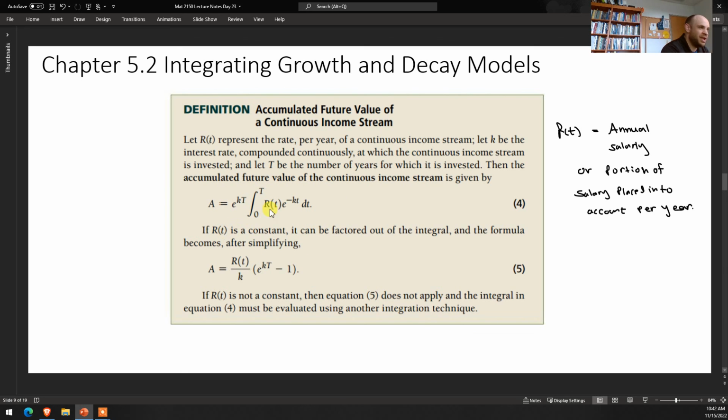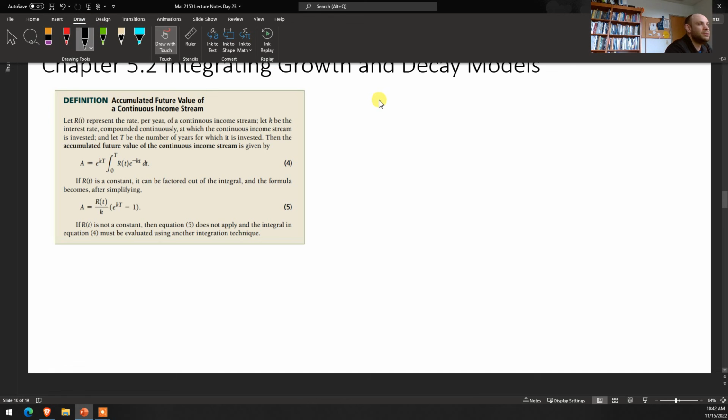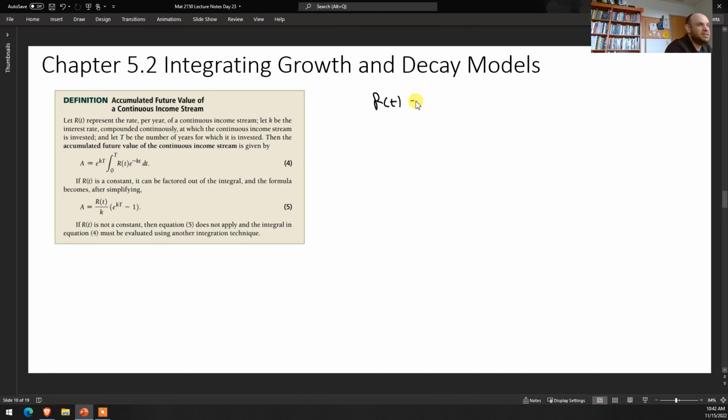Of course, if we have a constant function, say if we add only the same amount of money every year, the same amount, then R of T is a constant function, and that simplifies to this equation here. And so let's show that step. Let's show if that R of T is a constant function, then we do indeed get this formula. So let's say here that R of T is equal to, let's say, C. This is the amount that we add to the account per year.